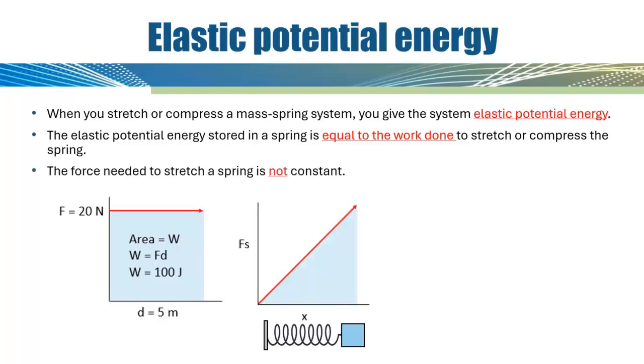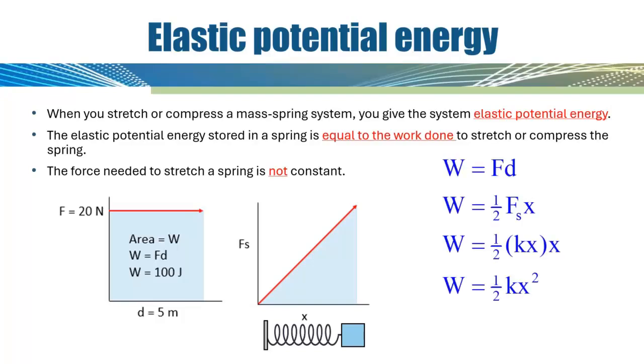However, Hooke's law tells us that the force needed to stretch or compress a spring is not constant. It takes more and more force to stretch the spring a greater distance. The work done, though, is still equal to the area under the curve. So let's talk through this derivation. If the work is equal to F times d, or the area under the curve, in this case the area under the curve is a triangle. So it's going to be 1/2 the base times height.